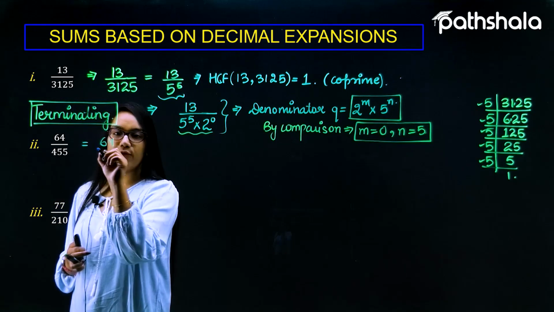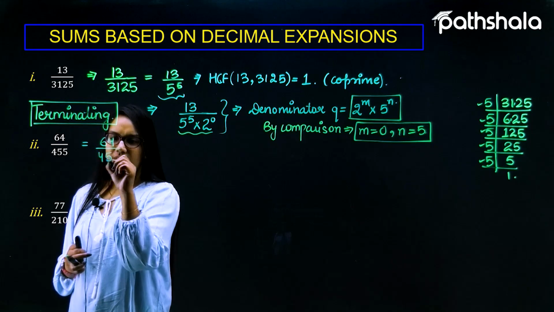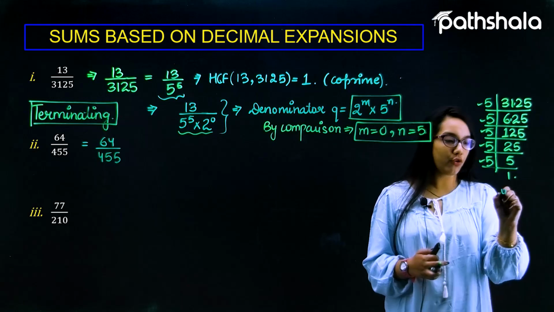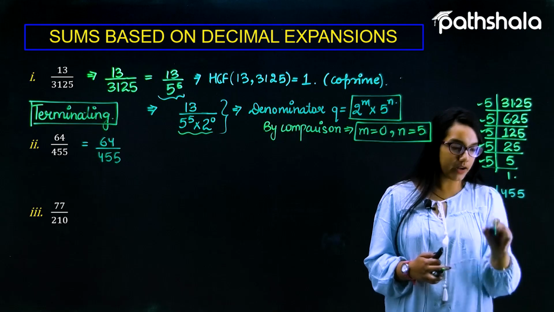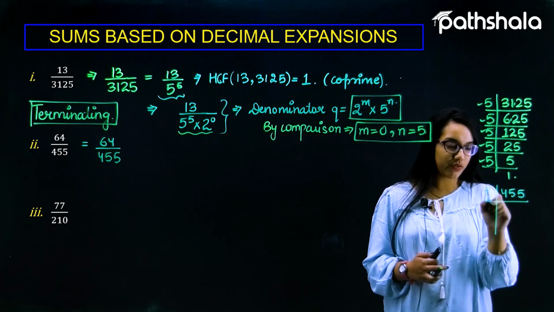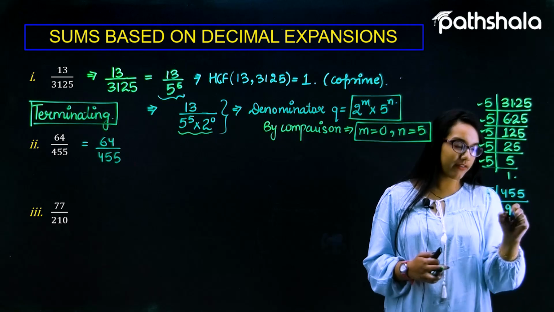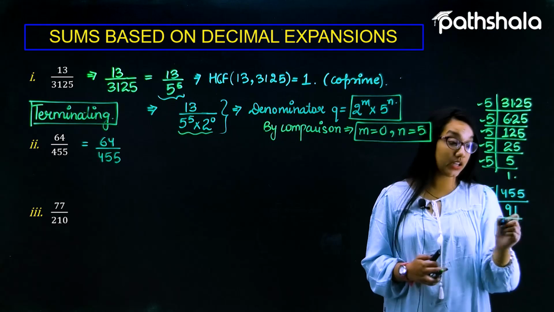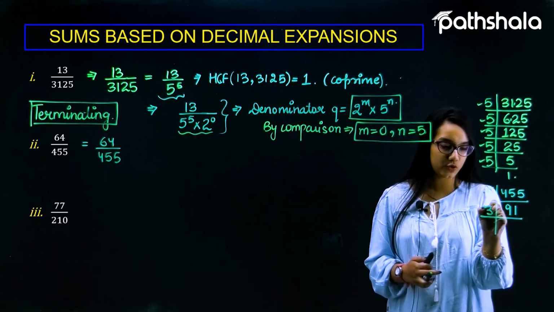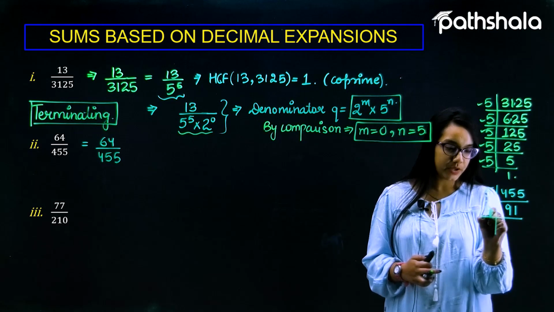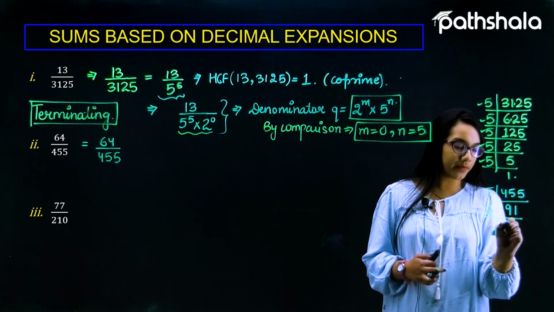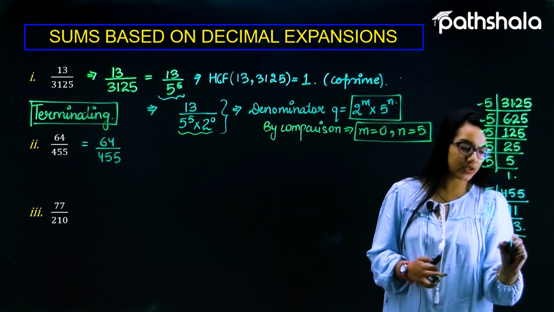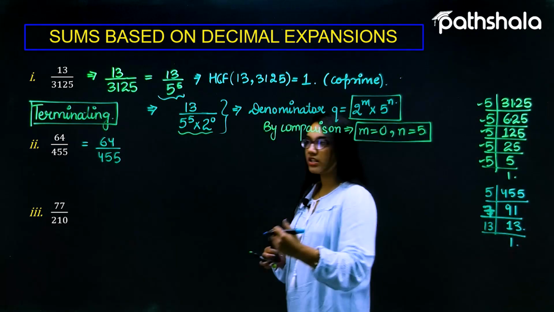We have 64 by 455. Now let's find the factors of 455. Let's start with 5. 5 into 9 is 45, 5 into 1 is 5 again. 3 into 3 we cannot do, but let us suppose we take 7 over here. So 7 into 13. So we have the factors as 5, 7 and 13.